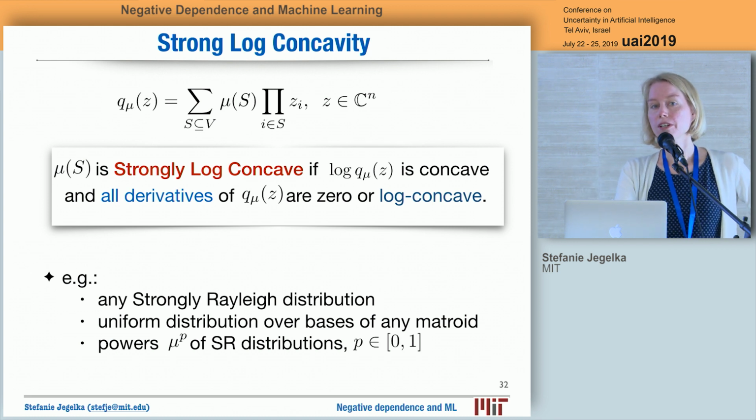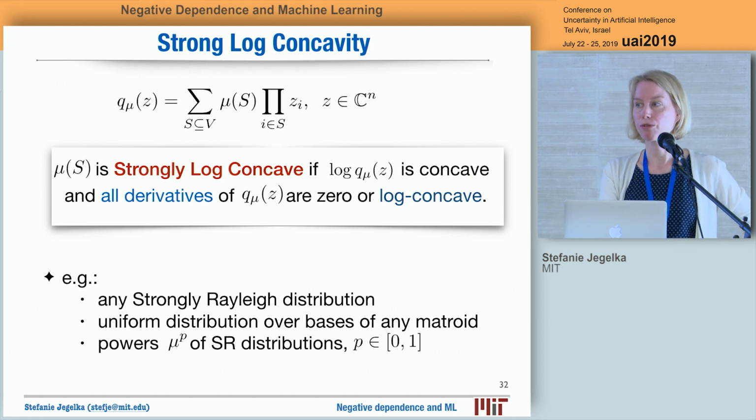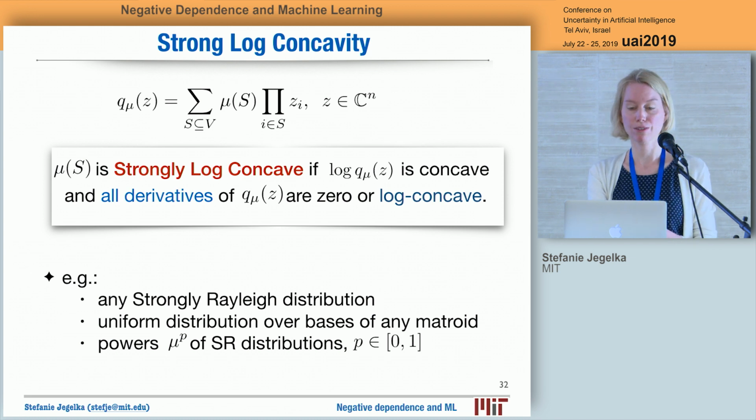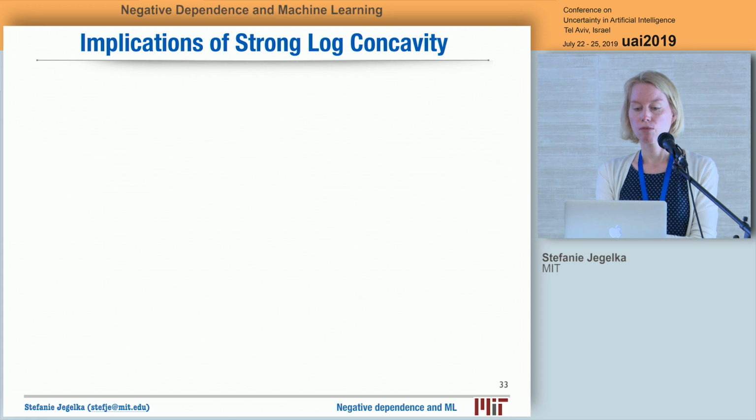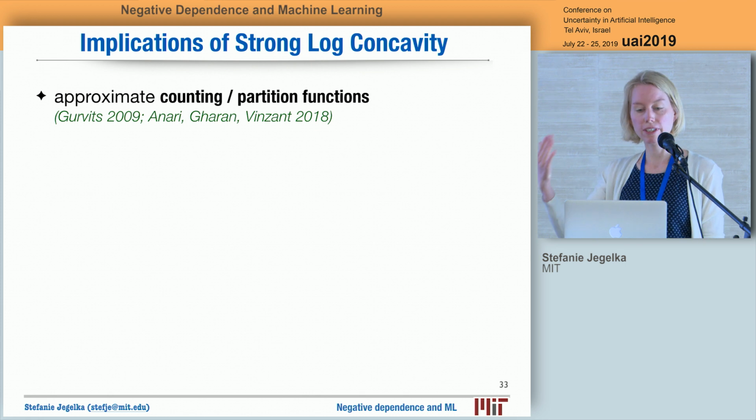So what are the implications of this strong log concavity? Why is this potentially useful? It is a weaker condition, but it still retains some of the strong implications that we are so happy about. For example, in fact, the first time they were studied, in 2009 by Leonid Gurvits, was with the motivation of approximating a partition function.